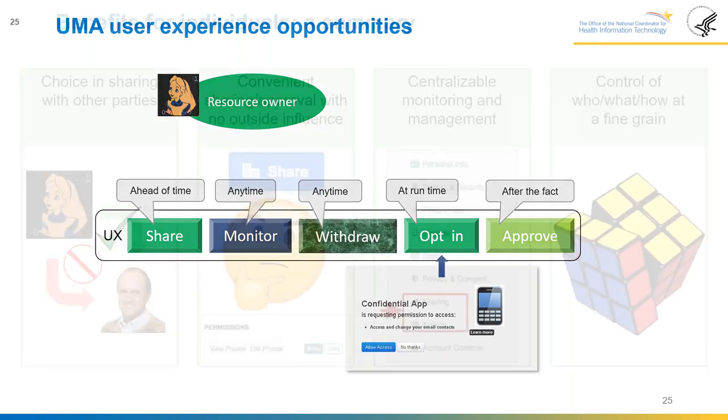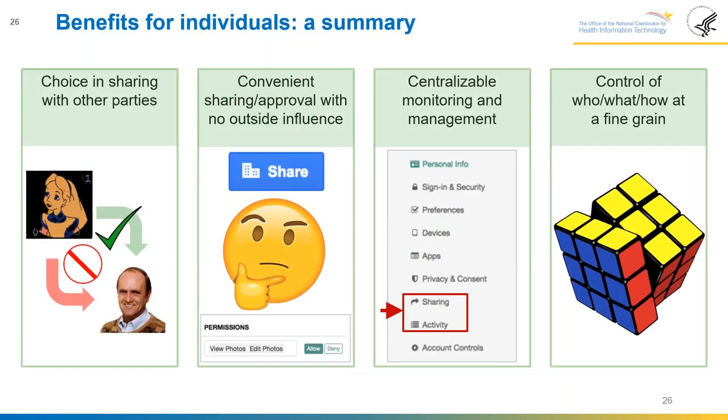In summary, the benefits for individuals, or in this case patients: they can share access not just with other apps, but with other entities and parties. They can choose to share not just when asked, but when they're really ready to truly decide they want to share. They can also get a unified view of what's been done, and often the best sharing choices are made only in retrospect. And then again, it has the three dimensions of choice.